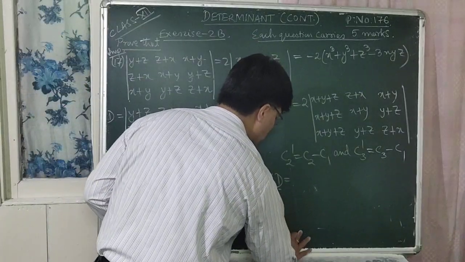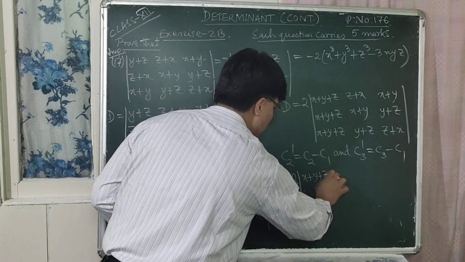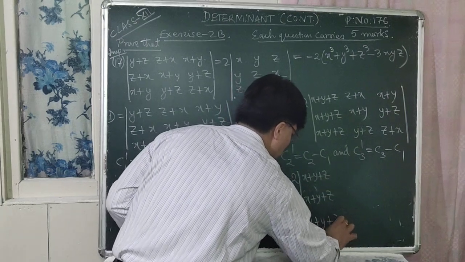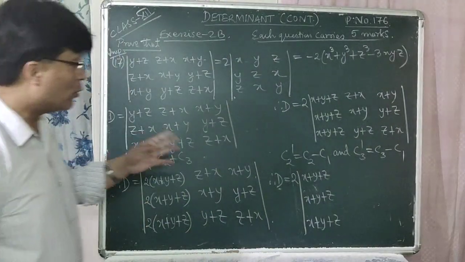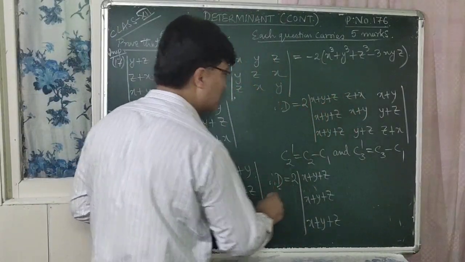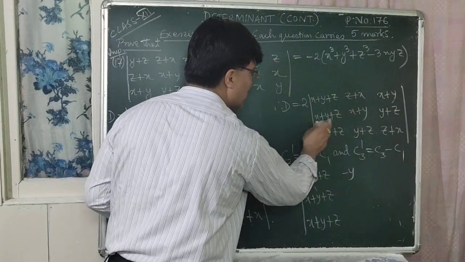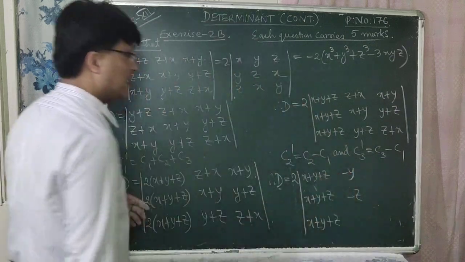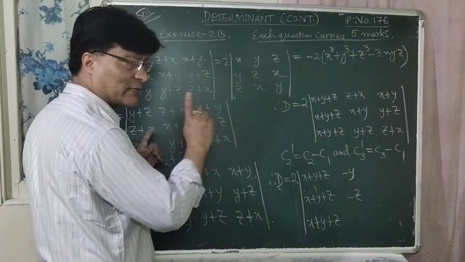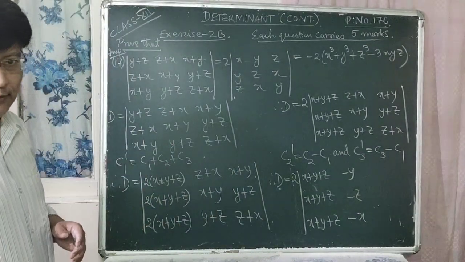So D is equal to, now here the first column is not changing, it remains the same. So write 2 first, then write the first column x plus y plus z, x plus y plus z. This is also x plus y plus z, right? Now what is C2 minus C1? This minus this, z plus x minus z minus x gets cancelled. You will get minus y. This minus this, x plus y minus x minus y gets cancelled, minus z, right? Next, y plus z minus y minus z gets cancelled, only minus x is there now, okay?